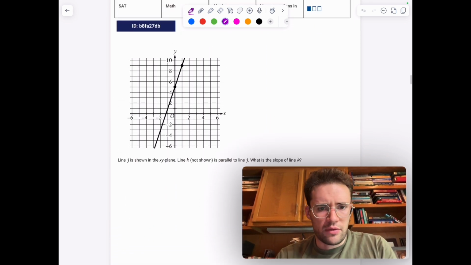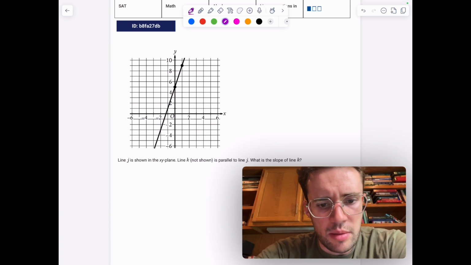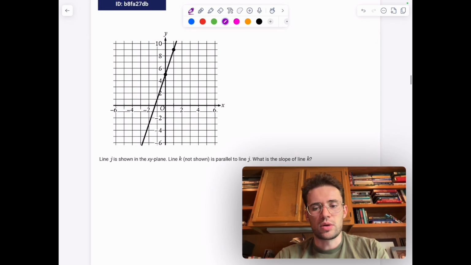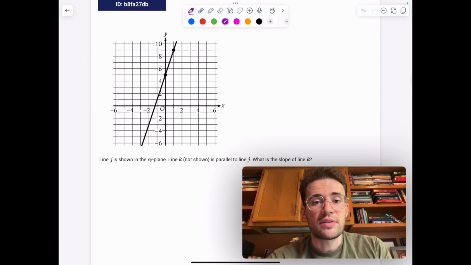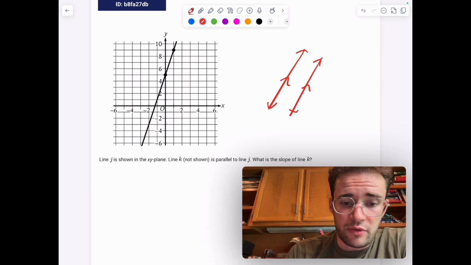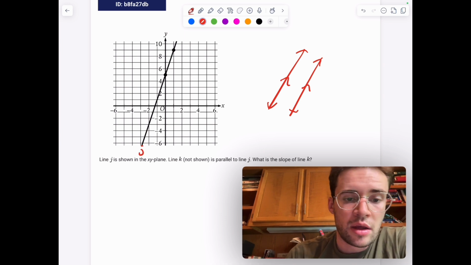Now here we have a graph of a line. It says line J is shown in the xy plane. Line K, not shown, is parallel to line J. What is the slope of K? Well, parallel lines have the same slope. Two lines that have the same slope will never intersect. They go on infinitely, the same distance apart the whole time. So essentially, if we find the slope of this line J, then we'll know the slope of line K.